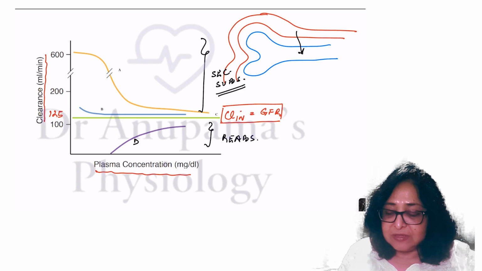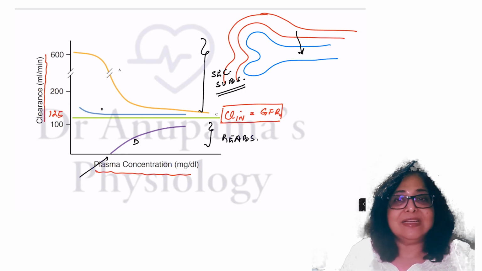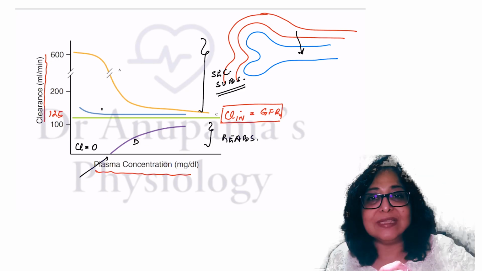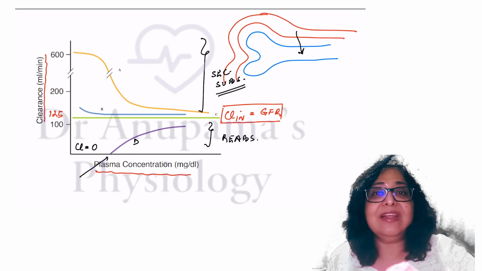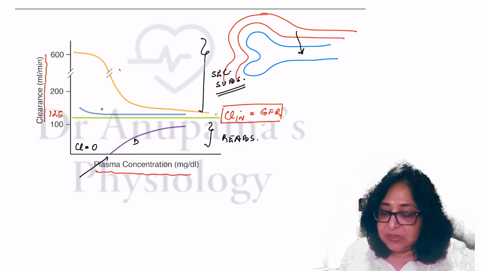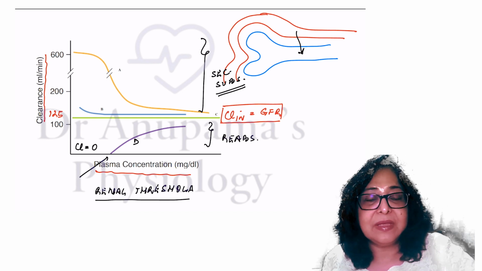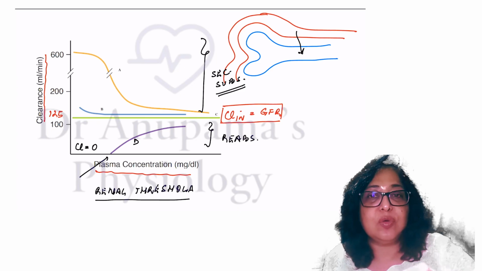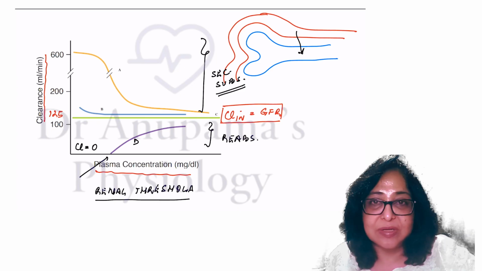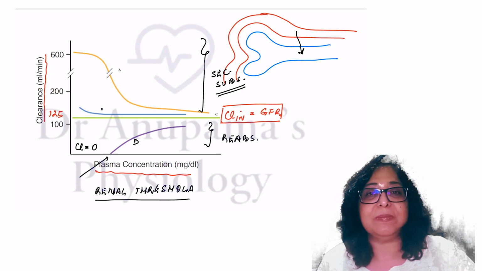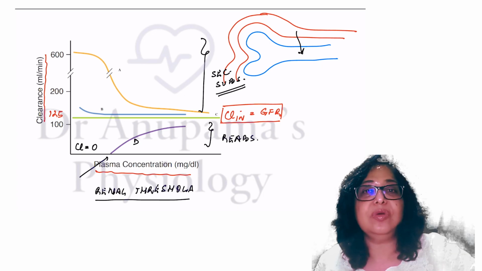Now here is a substance whose clearance below a certain plasma concentration is 0. We know that glucose below renal threshold. What is renal threshold? Renal threshold is the plasma concentration beyond which glucose begins to appear in the urine. So when the plasma concentration of glucose is below renal threshold, whatever glucose is filtered is going to be reabsorbed. That means there is no urinary glucose.